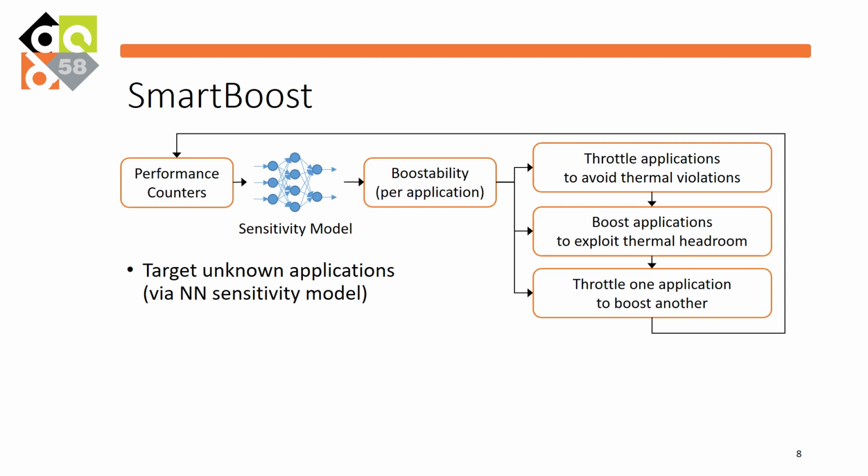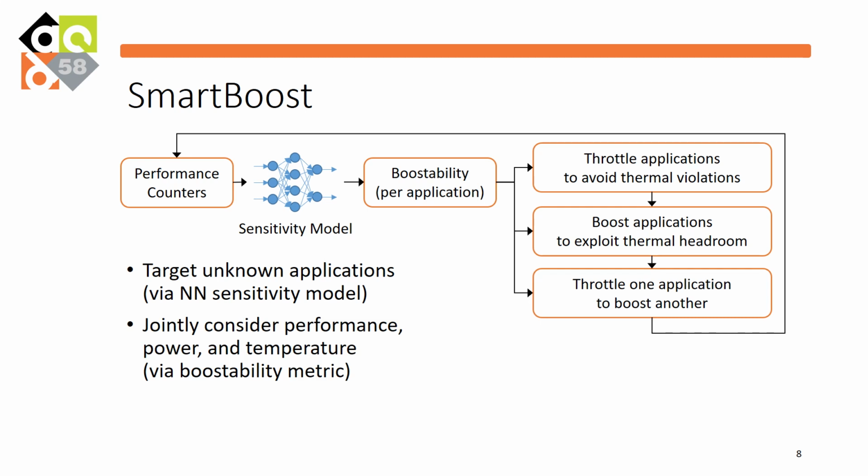Importantly, this technique is designed to cope with unknown applications for which no offline traces are available. The key contribution to achieve this is to use the neural network-based sensitivity model. And the second point that I would like to highlight again, because it is important, is that we jointly consider the sensitivities of performance, power and temperature to make the boosting decisions. The key contribution to achieve this is the boostability metric.